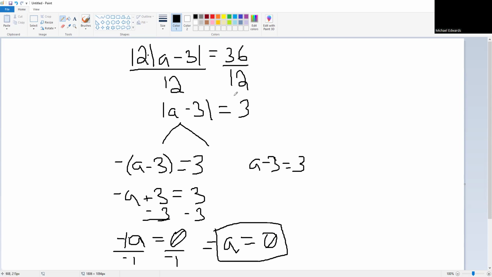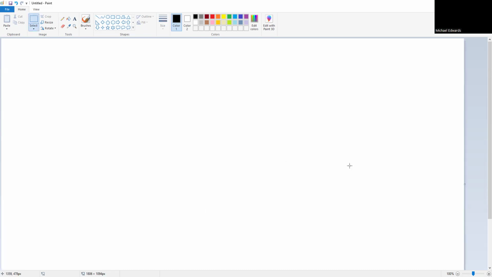That's for the negative part. For the positive part, let's do this. Add 3 to both sides. So this is a equals 6. That's your 2 solutions right there. Okay. All right. Now, let's try a different one. A little more practice for you.